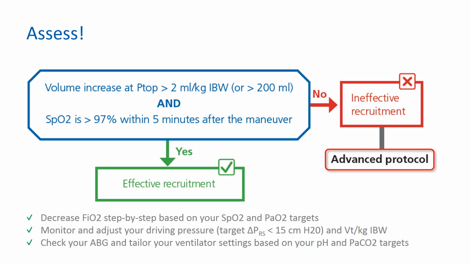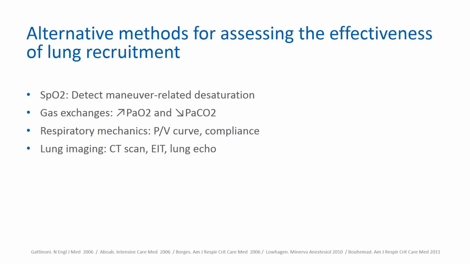It is important to assess whether a recruitment maneuver was effective. SpO2 can be used with caution because it is dependent on cardiac output that may decrease during and directly after the recruitment maneuver. Gas exchange can be used. For example, an increase in PF ratio with a decrease in PCO2 for the same minute ventilation is in favor of recruitment. Compliance has a lot of pitfalls and should be used with caution to assess optimal recruitment. Lung imaging can also be used.